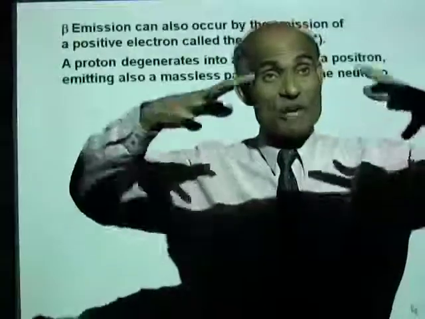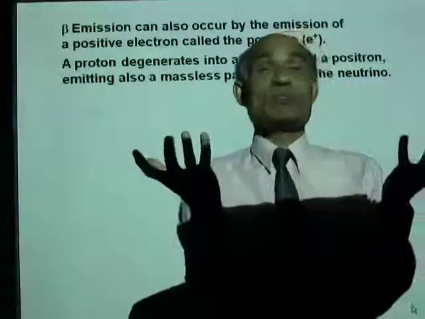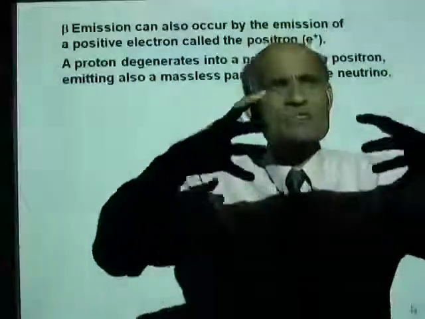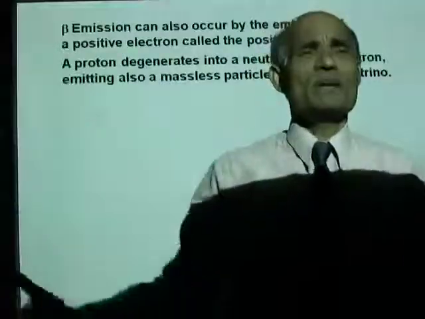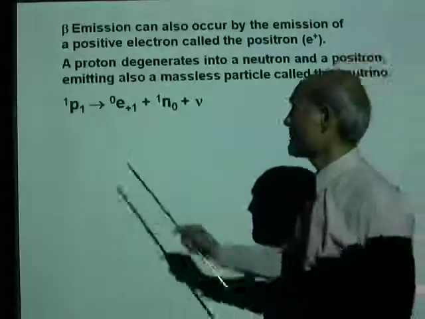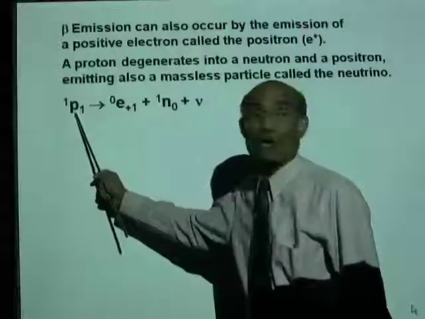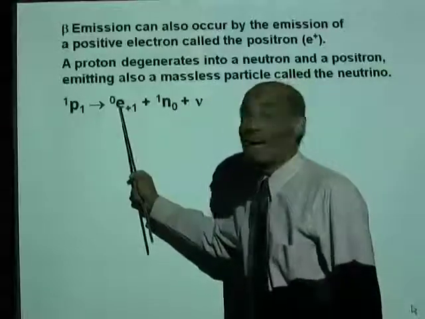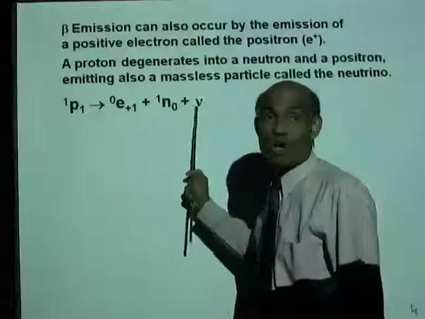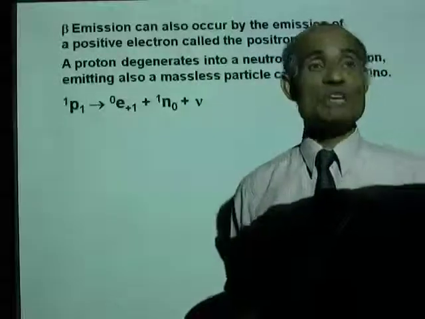Now, in actual fact, the whole universe is assumed to be full of these massless particles called neutrinos. The universe is actually swarming with neutrinos. But we don't have time to go into that direction at the moment. So look at what can happen in the nucleus. A proton splits into an electron with a positive charge, leaving behind a neutron and another particle, massless particles called neutrino.